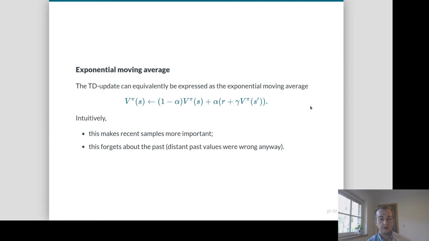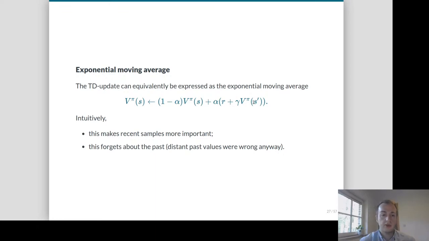A second way to view this equation is to rearrange the terms a bit and observe that the TD update can be expressed in terms of an exponential moving average. The update you would do is equivalent to forgetting a bit about your current estimate, by multiplying your current estimate by 1 minus alpha, and then using the observations that you have just collected to make the update. So you take this weighted average of the current estimate, weighted by 1 minus alpha, and the observed transition, which you weight by alpha.